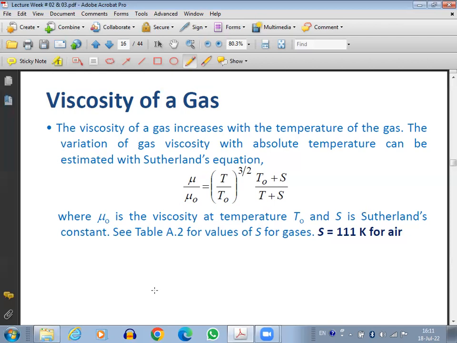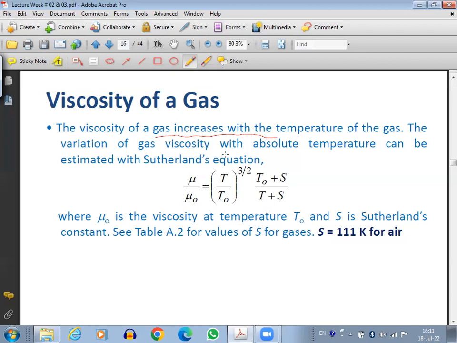So the viscosity of a gas increases if you increase the temperature. Is it clear? This is a very important concept, could be asked in the exam, because for the case of liquid, it is opposite. We're going to discuss the liquid later. The viscosity of a gas increases with the temperature of the gas.